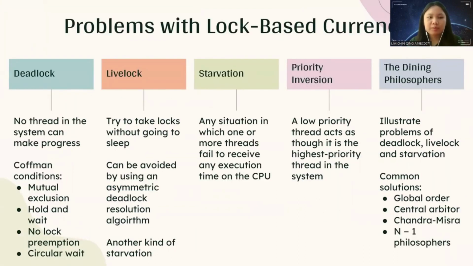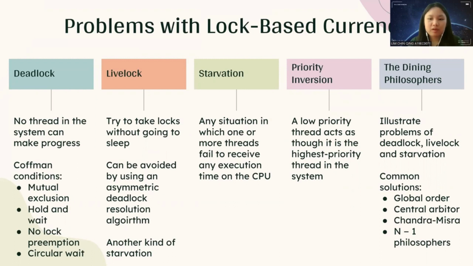Next, we move to the problems with lock-based concurrency. For deadlock, the system will become unresponsive because no thread in the system can make progress. To achieve a deadlock, we need to fulfill the Coffman conditions: mutual exclusion, hold and wait, no lock preemption, and circular wait. A livelock is similar to a deadlock, but the difference is that the processes involved are still actively running and consuming resources.